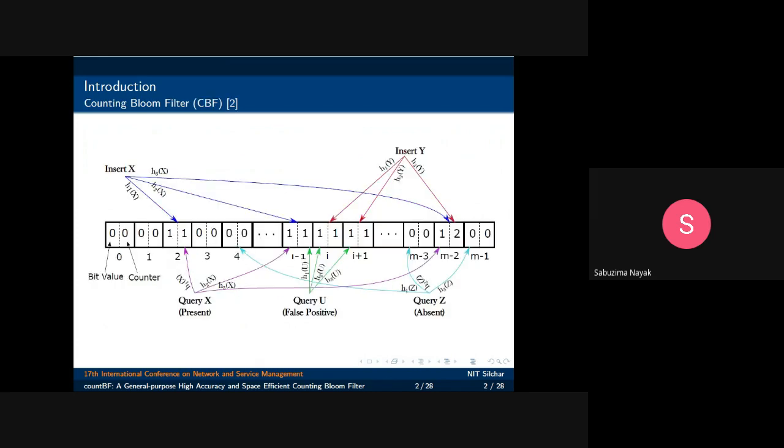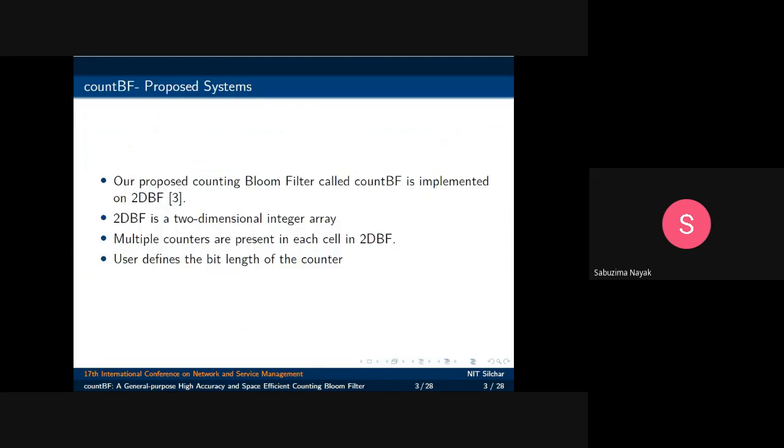Bloom filter has another variant called counting Bloom filter. Our proposed system is based on this. This figure illustrates the architecture of counting Bloom filter. Our proposed counting Bloom filter called CountBF is implemented on 2DBF. 2DBF is another variant of standard Bloom filter, which is a two-dimensional integer array.